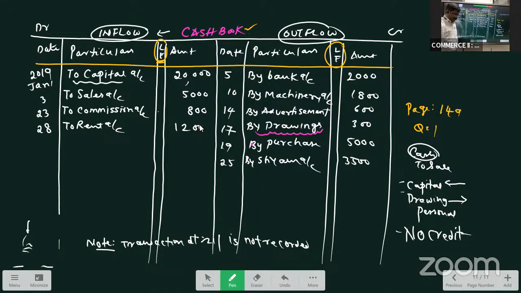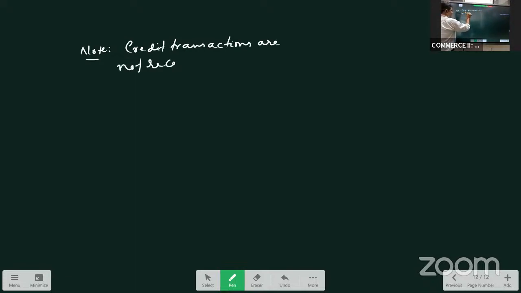Now, if you remember, what is the last thing in ledger? Yes, it is balancing the ledger, no? So here also we have to balance the cash book. Remember one important point. Note: credit transactions are not recorded in cash book.